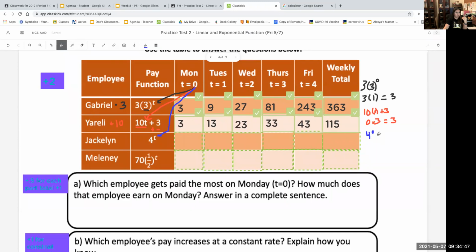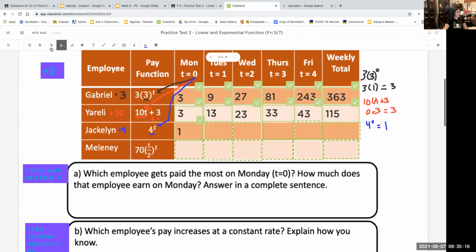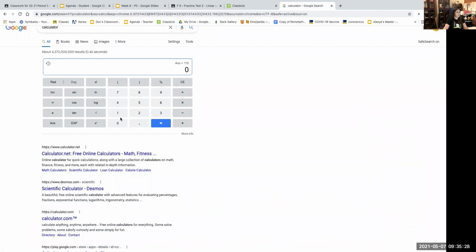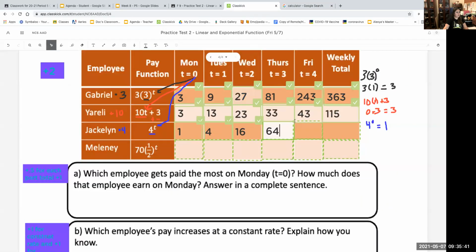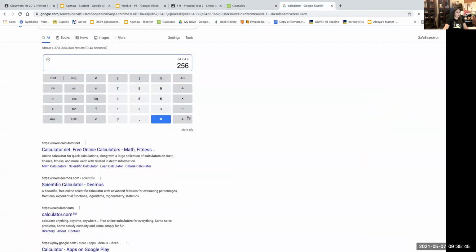Yeah. So 4 to the 0 is going to give me 1. That we have to memorize always. The reason why the last one wasn't 1 was because I have a number in the front, so we have to multiply it. Someone already told me in chat, we are going to multiply since it is an exponential function. What are we multiplying by? We're multiplying by that 4. So what's 1 times 4? 4. 4 times 4, 16. 16 times 4, 64. 64 times 4, 256.